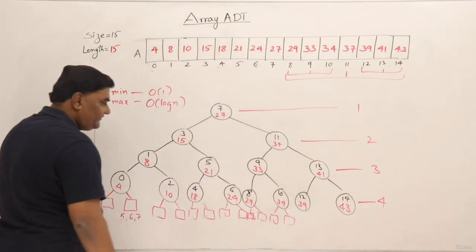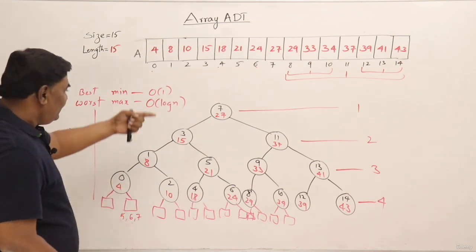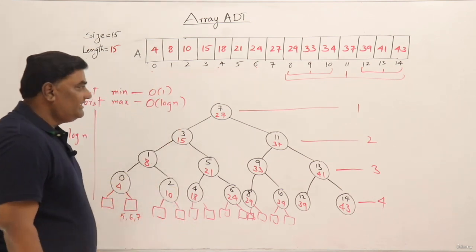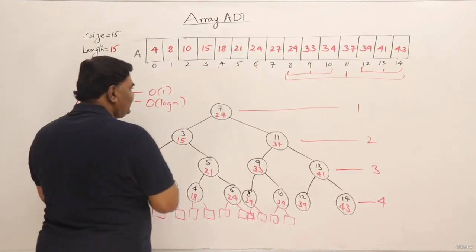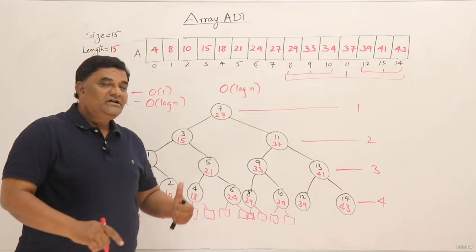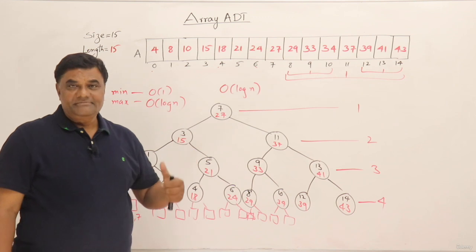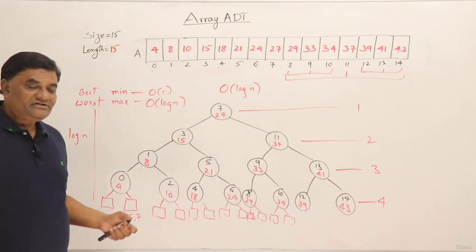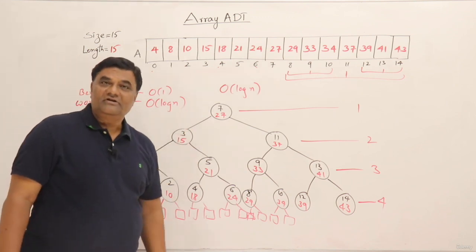So for unsuccessful search, this shows that it always reaches the end of the tree. So the time taken in unsuccessful search is always order of log n. So for successful search, minimum is 1, maximum is log n. For unsuccessful search, it's always order of log n.